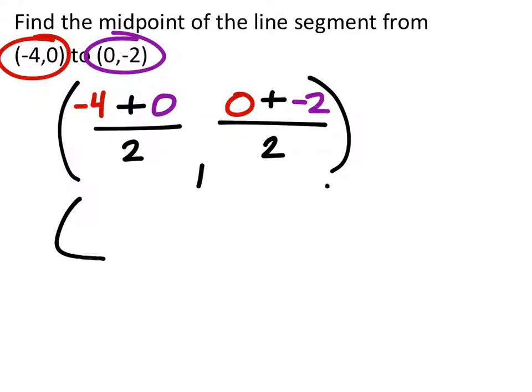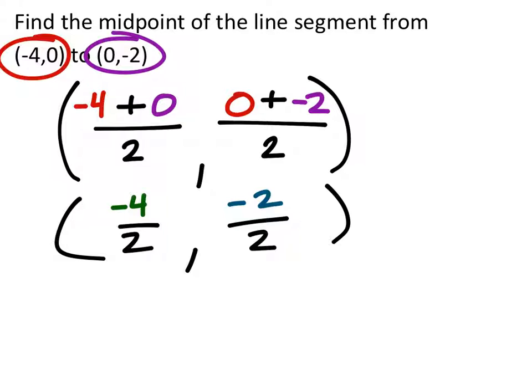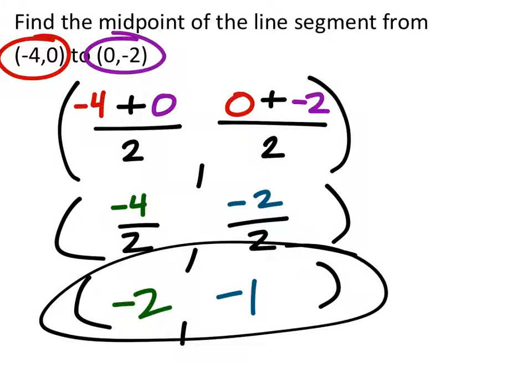So just simplifying my numerators, it's still over 2. I've got -4 plus 0, which is -4, and 0 plus -2, which is -2. And I can simplify those fractions. You could just plug it into a calculator, right? -2, -1, bam, done. Now, if you wanted to, you could use a graph just to confirm that, but that's pretty good.